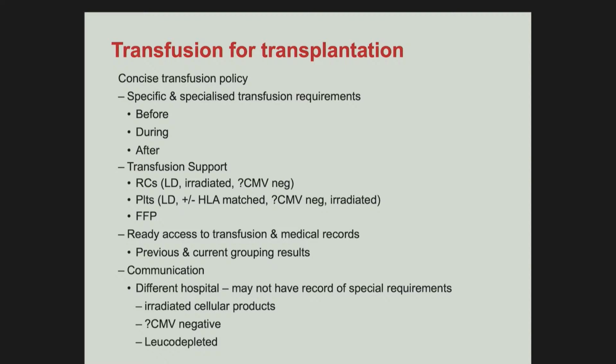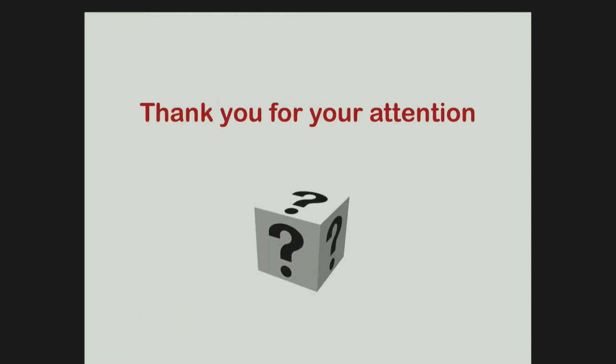So in relation to transfusion and transplantation, we need concise transfusion policies for the use of product prior to, during, and after transplant. Are there any special attributes of the products we've talked about? We need ready access to medical records. We need communication between all groups. For patients discharged to a rural hospital, we need to ensure they have the appropriate information so that the correct products are transfused. So with that, again, I'd like to thank you all for your attention.